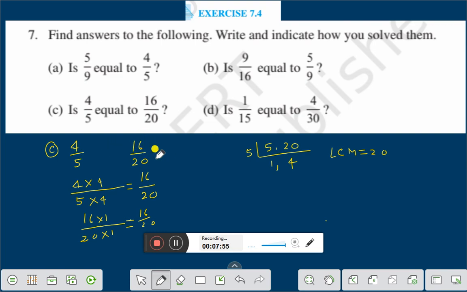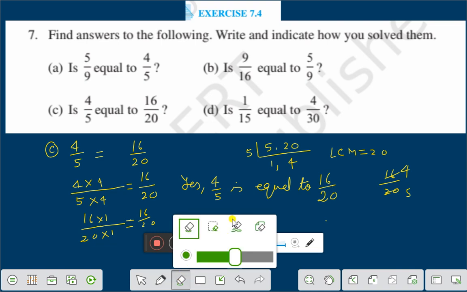Or you can change into the lowest form, that is the simplest form. That is 16 by 20. You cut it by 4. That is 4 4 is 16 and 4 5 is 20. In this way, you also find that it is 4 by 5. That means they both are equal, right? Therefore, question number C is yes, 4 by 5 is equal to 16 by 20. Now we solve question number D.